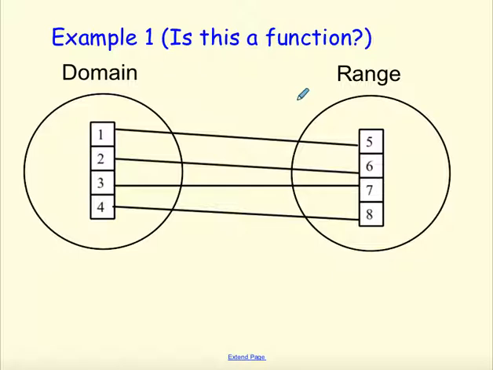Now, if I were to change this and let's say 4 goes to 7 and 4 goes to 8, we would say, no, this is just a relation. Because 4, a domain value, has 2 outputs, which is not okay.